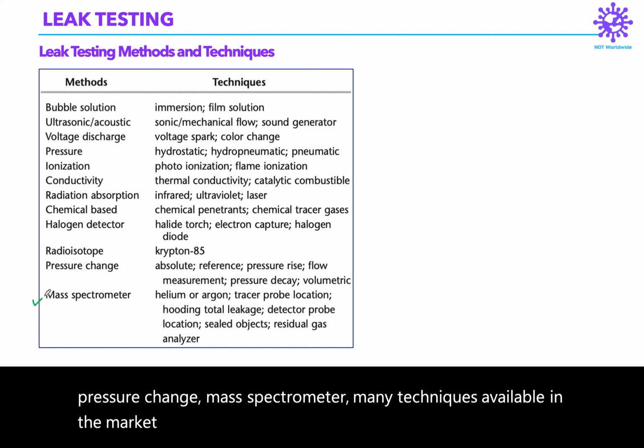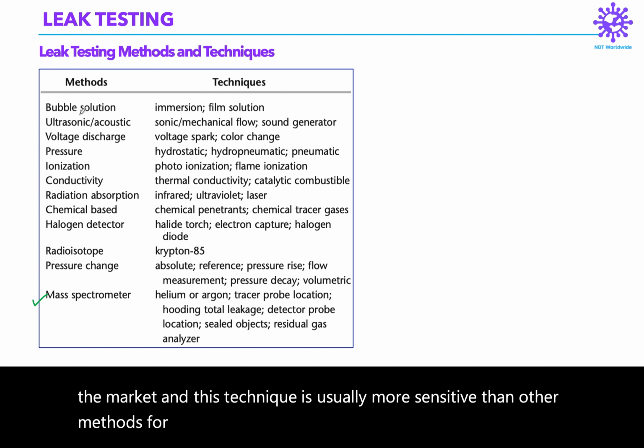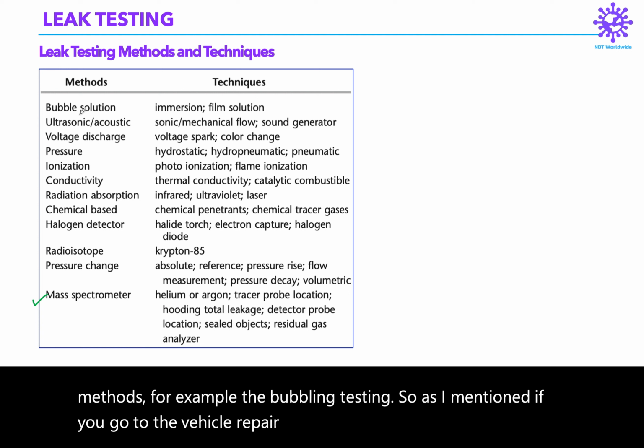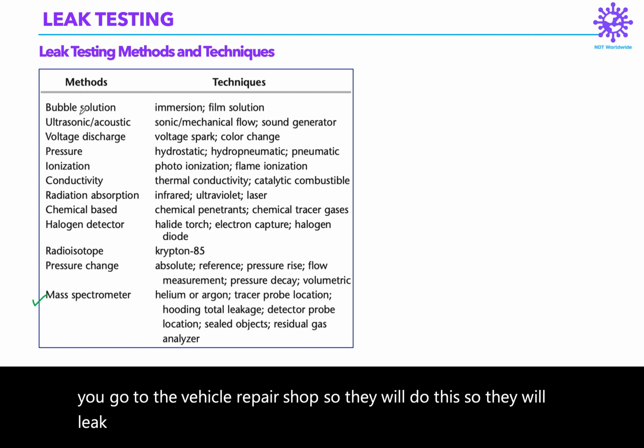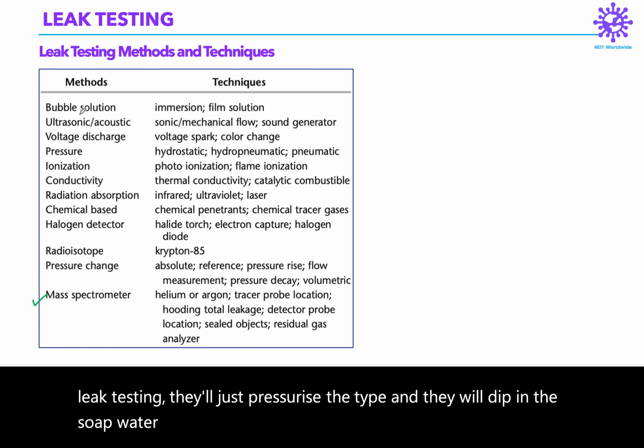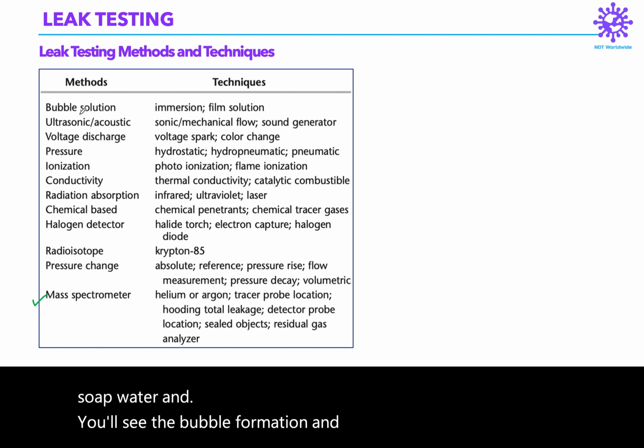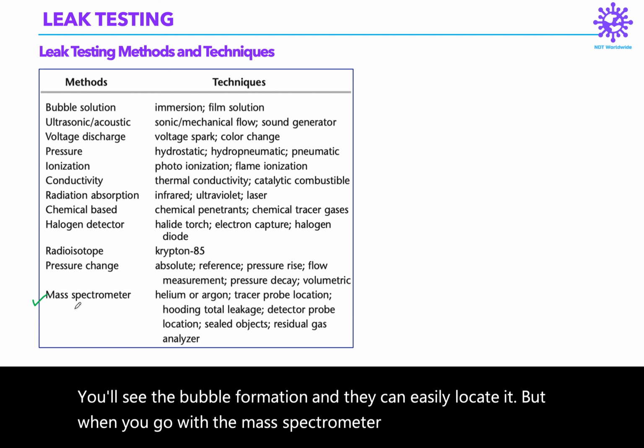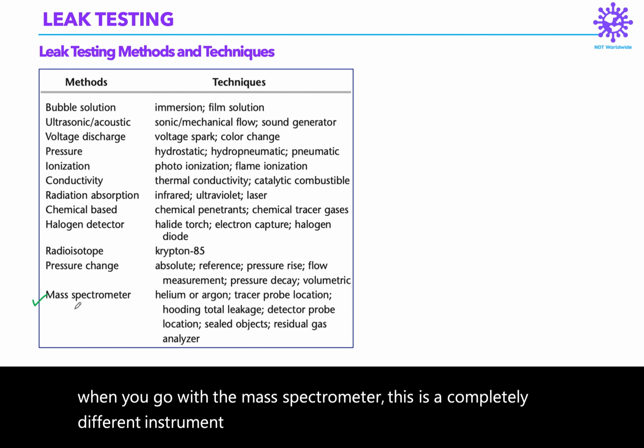Some techniques are more sensitive than other methods. For example, the bubble leak testing. As I mentioned, if you go to the vehicle repair shop, they do this soap bubble leak testing. They just pressurize the tire and dip it in soap water, and they see the bubble formation and can easily locate the leak. But the mass spectrometer is a completely different instrument, and it is able to detect very small levels of leakage rate.